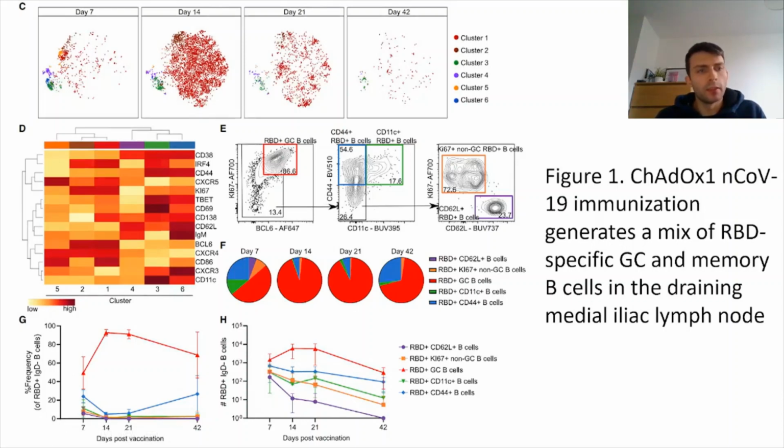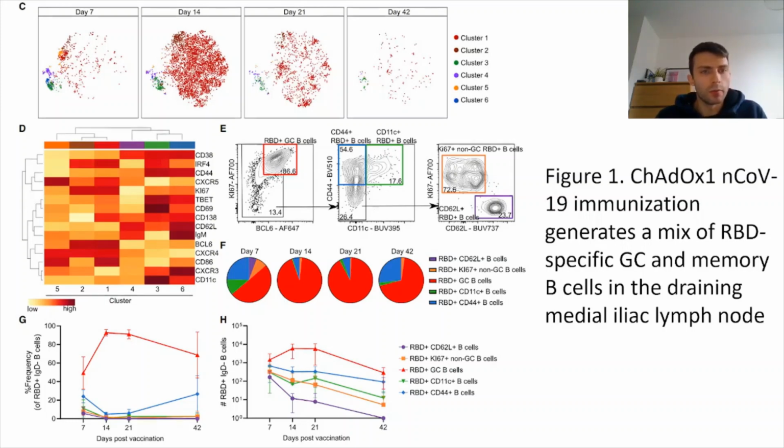Continuing on, we then took our IgD-negative RBD-specific B cells from 4 different time points, combined them together and ran a t-SNE clustering analysis, which is shown in C. In D, we have the heat map, which describes the various proteins which we detected by flow cytometry, which were used to generate the t-SNE.